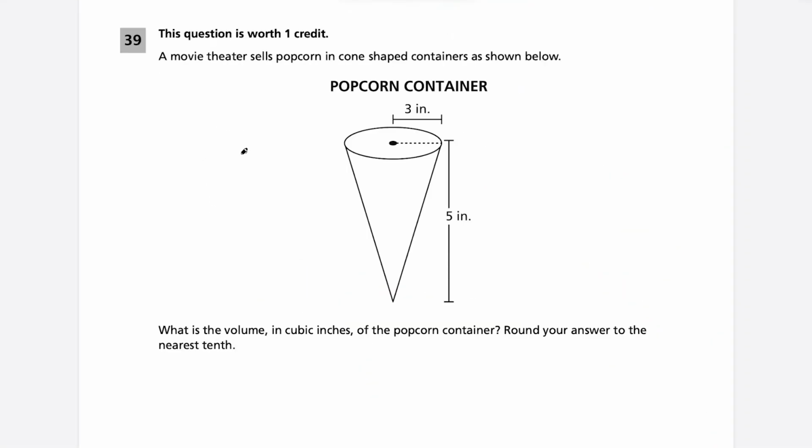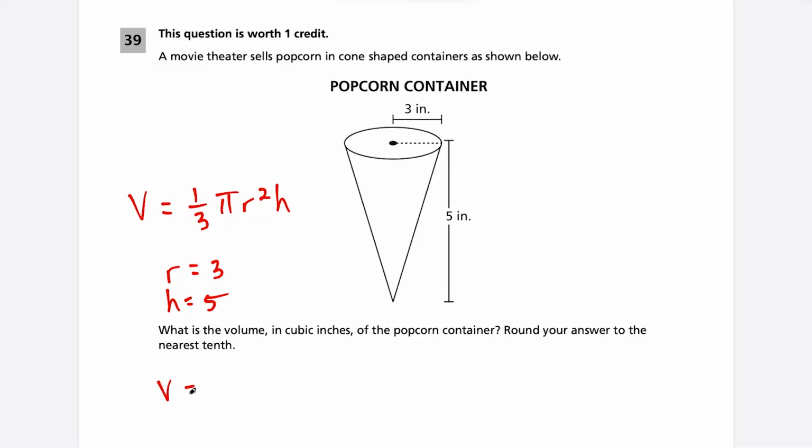Question 39: a movie theater sells popcorn in cone-shaped containers as shown below, and we want to know the volume in cubic inches of the popcorn container, rounded to the nearest tenth. For this one, we're going to use volume equals 1/3 pi r squared times h. This is the formula for the volume of a cone. Here we have a radius of 3 inches and a height of 5 inches. We don't have to write the units because the answer space at the bottom has cubic inches waiting for us.